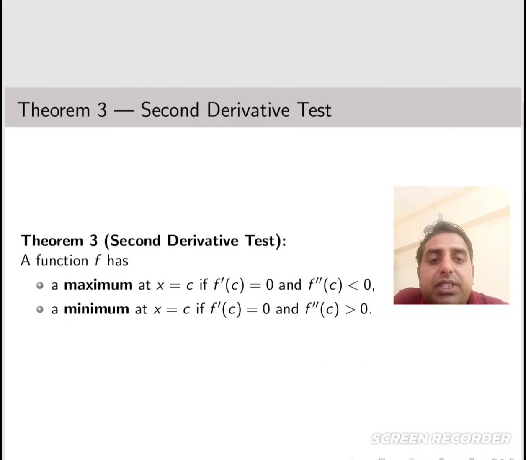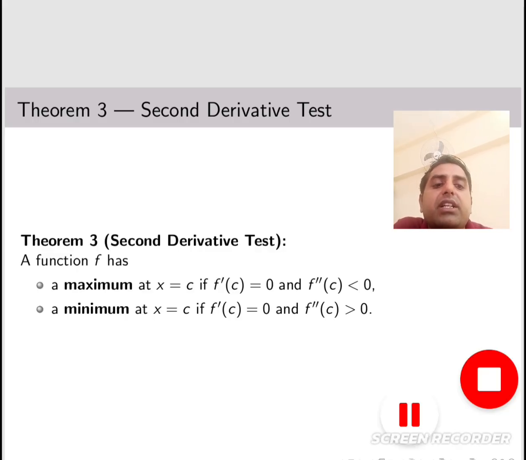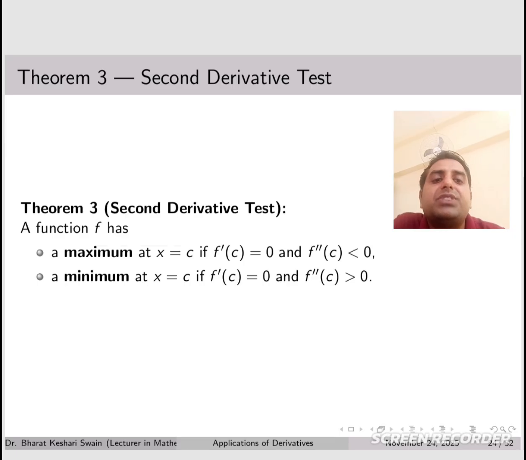Now this is another type of test, the second derivative test. This was the first derivative test or sign test. Then you can also find the maximum value and minimum value using the second derivative test. So what is the second derivative test? Find the second derivative of f, that means two times derivative.